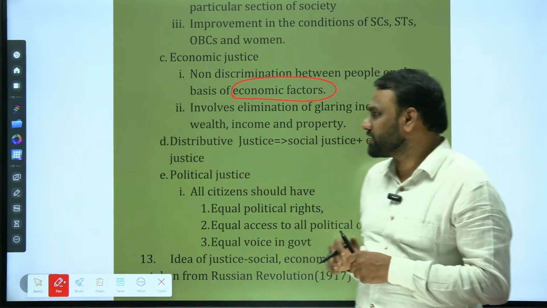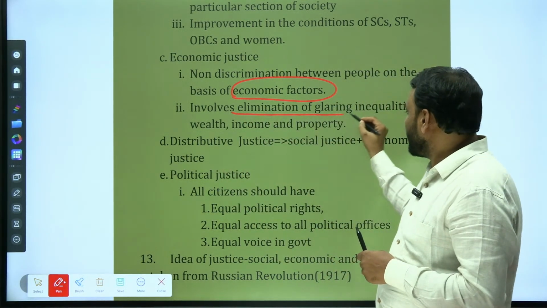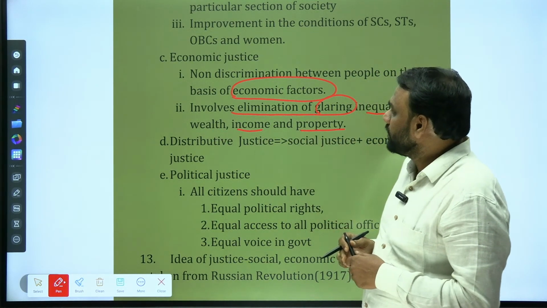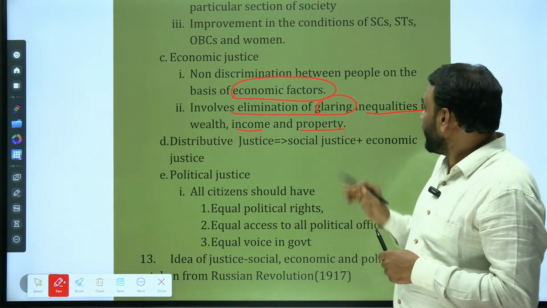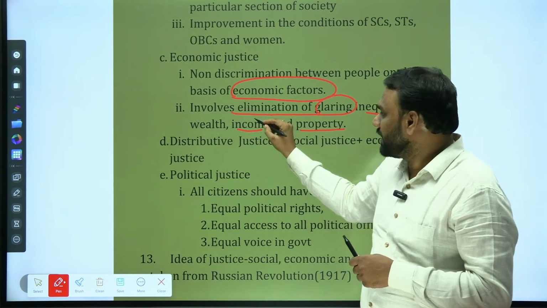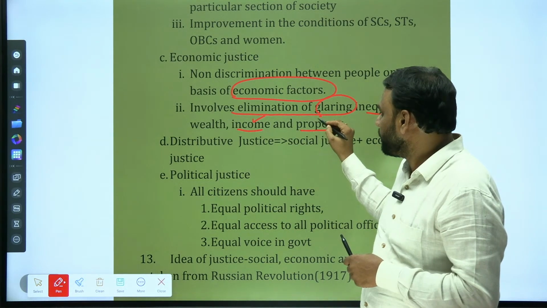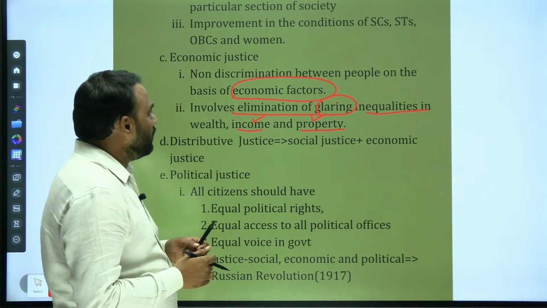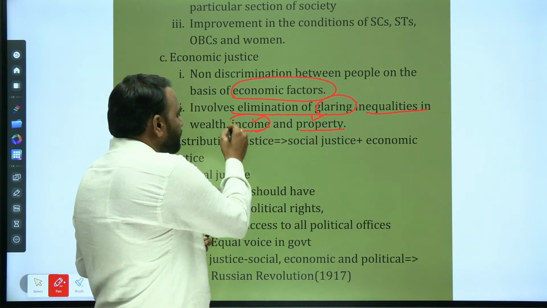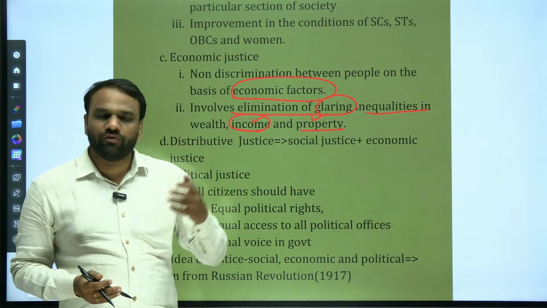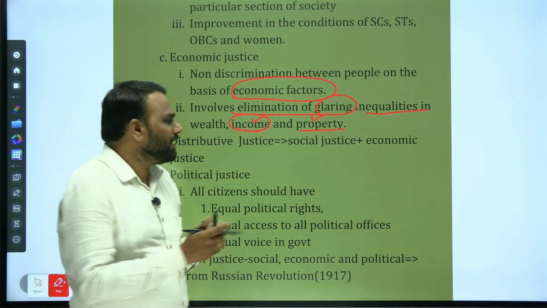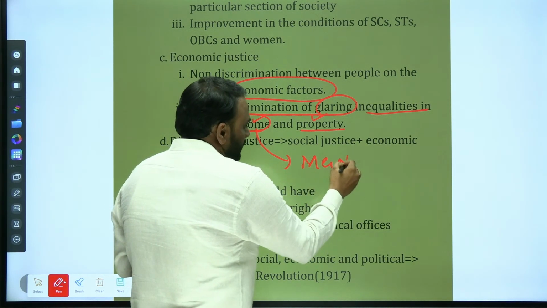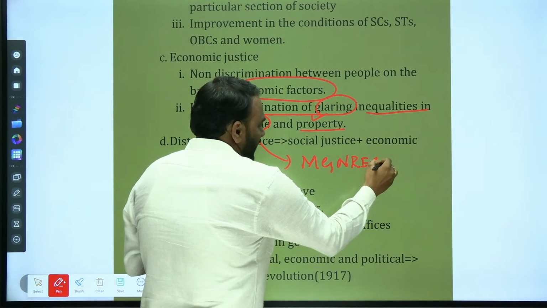Okay, economic justice. Next, it involves the elimination of glaring inequalities in wealth, income, and property. So economic justice means we will eliminate inequalities with respect to wealth, with respect to income, and with respect to property. Okay, property. So let us consider one example. Now, in order to eliminate inequalities in income, the government will bring some schemes. We'll discuss the schemes later on. But one beautiful example which repeatedly appears in the newspaper is MGNREGA, Mahatma Gandhi National Rural Employment Guarantee Act.